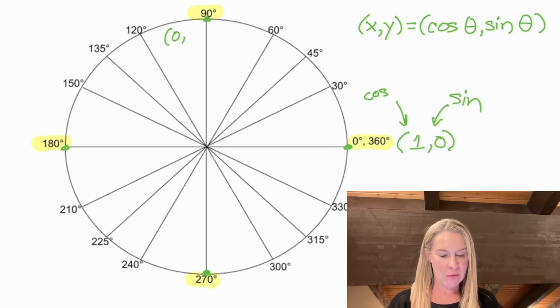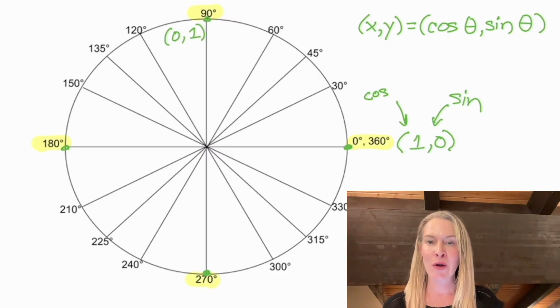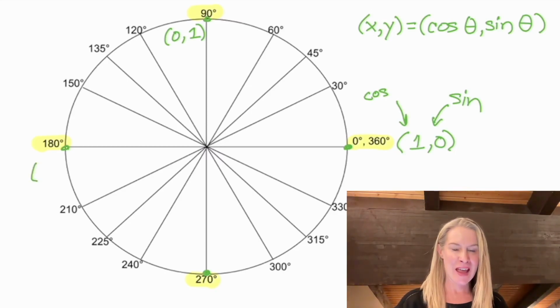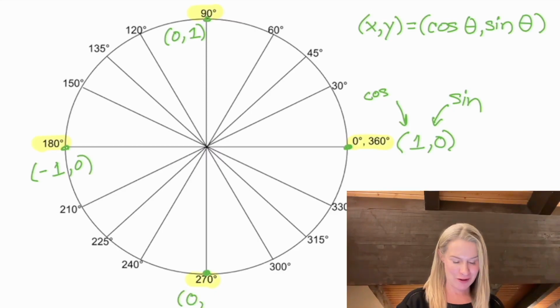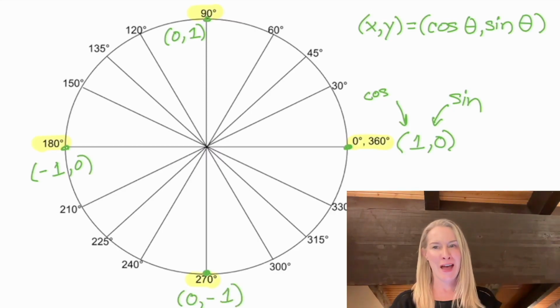Up here, the coordinates are 0, 1. So I know the cosine of 90 is 0. I know the sine of 90 is 1. Etcetera. The x value gives you cosine, the y value gives you the sine.